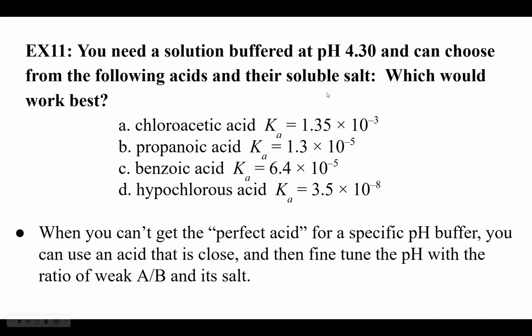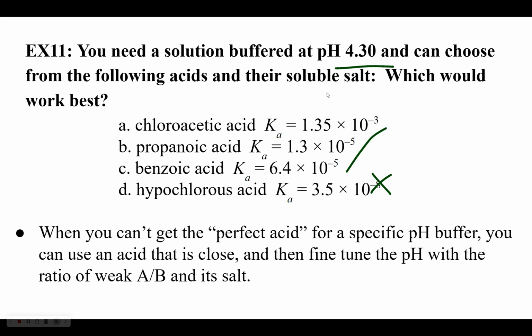So, this is an example. It doesn't go into any calculations, or at least not in-depth calculations. We just need to figure out which substance we want to use for a buffer. We need a buffer at pH equals 4.3. We can choose from these specific acids and their conjugates. Which would work best? Well, we can look at those exponents and probably eliminate, since our target is 4.3, the exponent here on hypochlorous acid, which is just way too big.